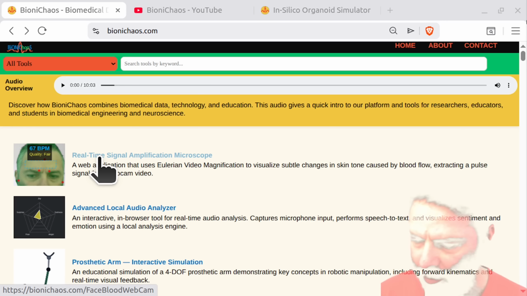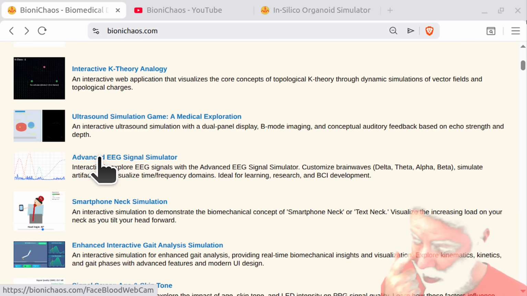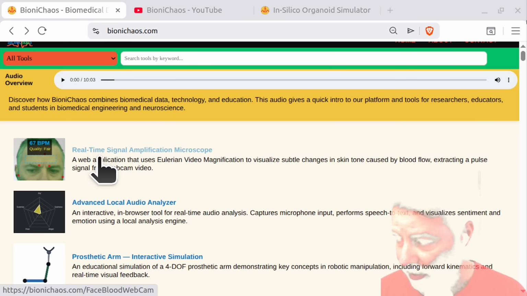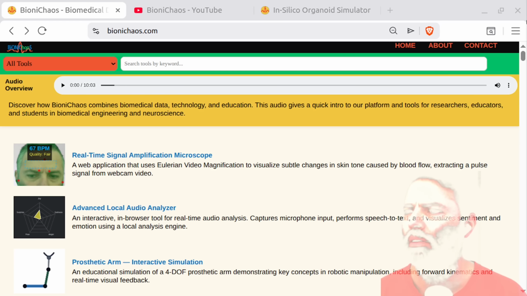Okay, I'm scrolling through the bionichaos.com landing page. Can you give me examples of tools that you like and how they're relevant to the organoid simulation? Sure. The Advanced EEG Signal Simulator is great because it exemplifies the site's focus on interactive simulations for biomedical education, much like the organoid simulation. Also, the Advanced Peristaltic Pump Simulation is relevant as it involves realistic modeling of dynamic biological systems, similar to the cellular growth and differentiation you see in the organoid.